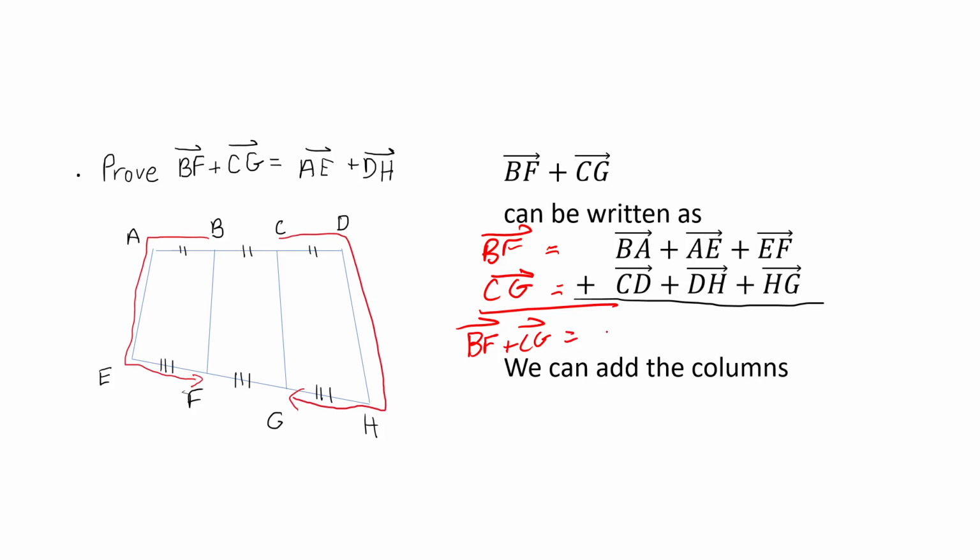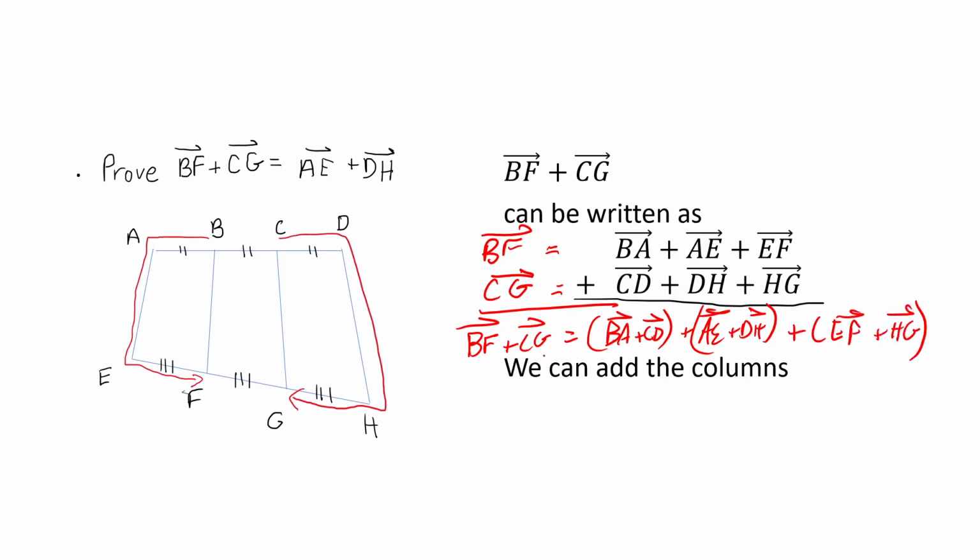On the right-hand side, though, we're going to get BA plus CD. We're going to put that in a bracket. And then we're going to get AE plus DH. We're going to put that in a bracket. And then we're going to get EF plus HG, and we can put that in a bracket if we want.